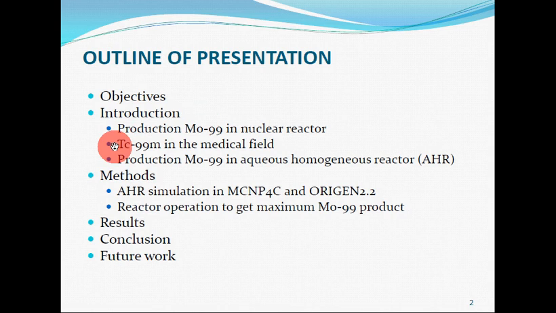Introduction consists of production of molybdenum-99 in nuclear reactor, technetium-99m in the medical field, production of molybdenum-99 in aqueous homogeneous reactor or AHR, and then the methods: AHR simulation in MCNP 4C and ORIGEN 2.2, the reactor operation to get maximum molybdenum-99 product, and then the result, conclusion, and future work.